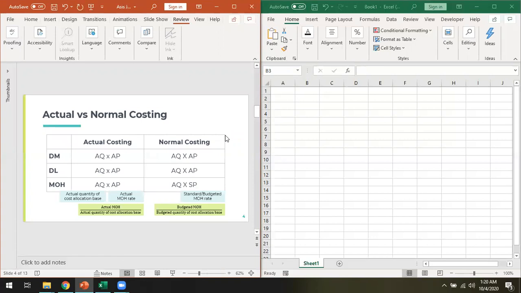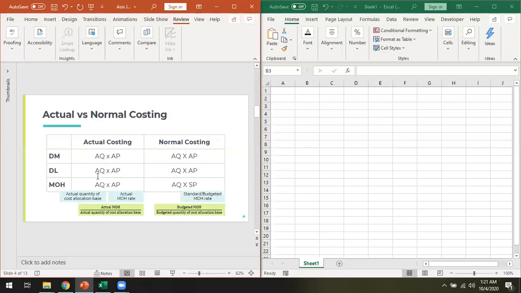Okay, so there are several forms of job costing. In this tutorial, we are going to learn two of them, actual costing and normal costing. In actual costing, as the name suggests, we calculate the total cost using the actual quantity and also the actual price. So if you sell cakes, then the direct material may be chocolate bar. So the AQ, the actual quantity, is how many chocolate bars you use for each cake. And AP is the actual price of each chocolate bar that you use to make the cake.